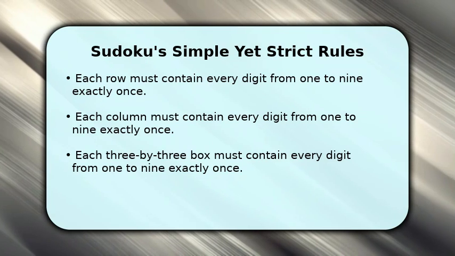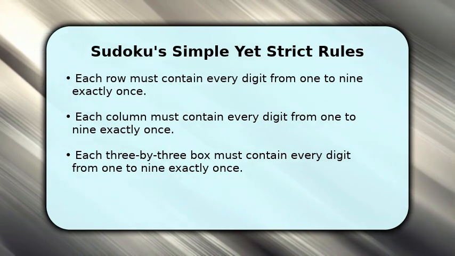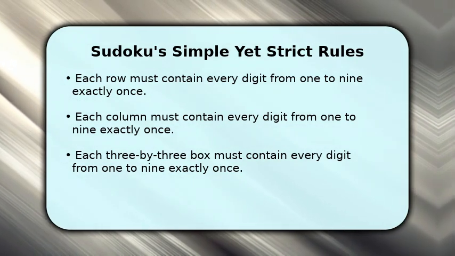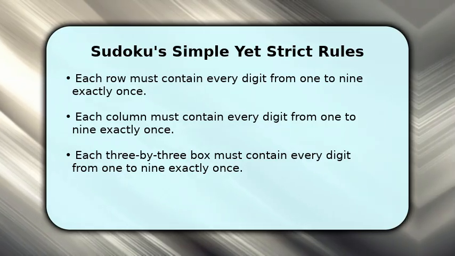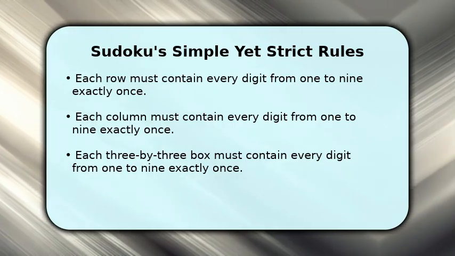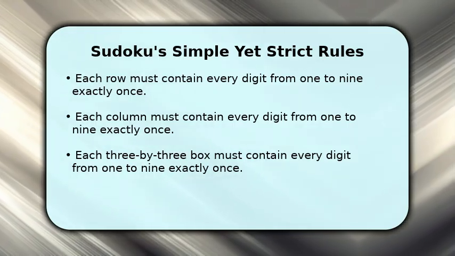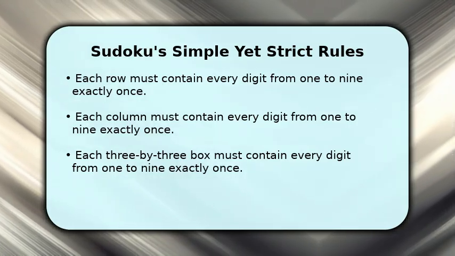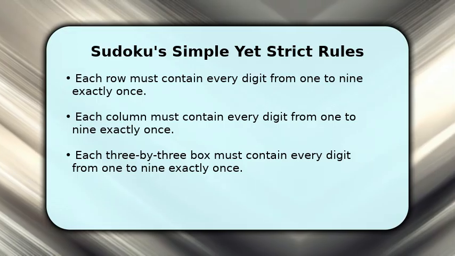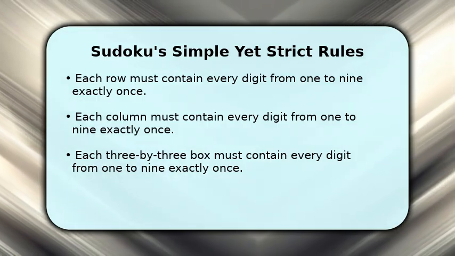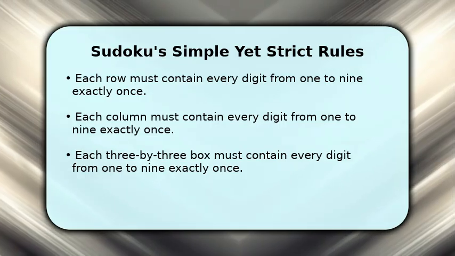Now that you know the grid layout, let's dive into the 3 fundamental rules that govern Sudoku. First, every single row across the 9x9 grid must contain all the digits from 1 to 9, with no repetitions. Second, each of the 9 vertical columns must also feature every digit from 1 to 9, again, without any duplicates. And third, within each of the 9 smaller 3x3 boxes, the digits 1 through 9 must appear exactly once.